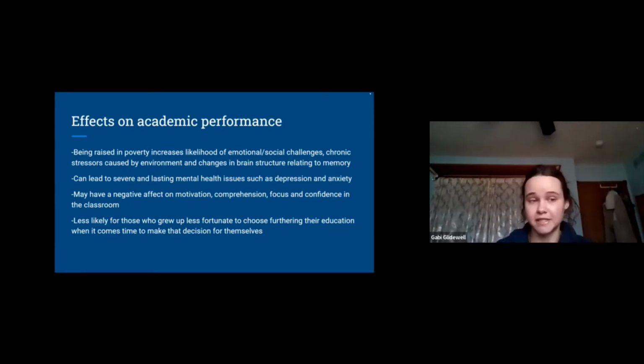In the classroom, or in general, this can lead to lasting mental health issues like depression and anxiety, which can last for your entire life, even if you leave the impoverished situation you might have been in. When it comes to the classroom, it can have a negative effect on emotion, comprehension, and focus, as well as confidence, which are really important for all areas, no matter what you're studying or what classroom you may find yourself in. As well as the fact that people who grew up in less fortunate situations, they are less likely to choose to further their education.